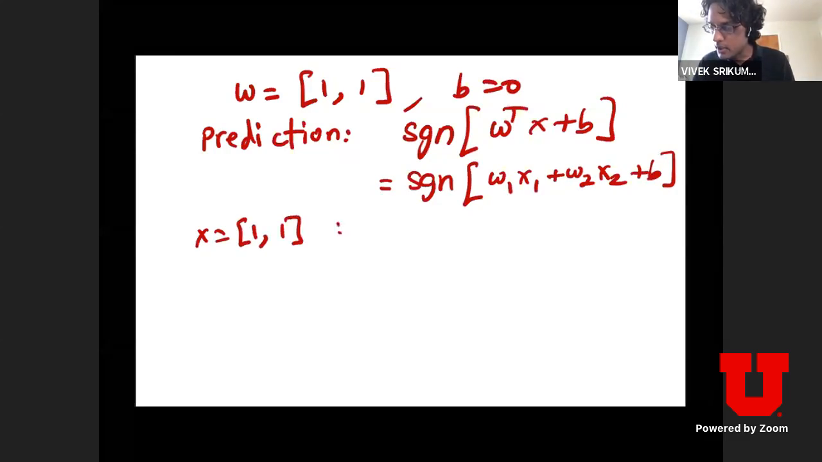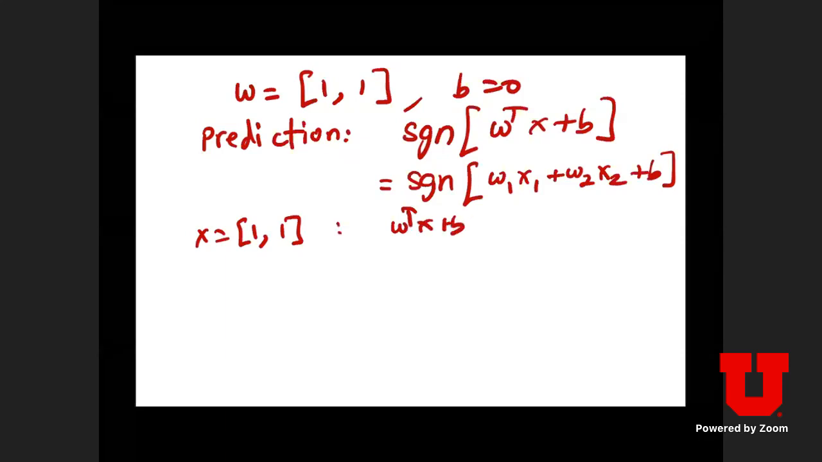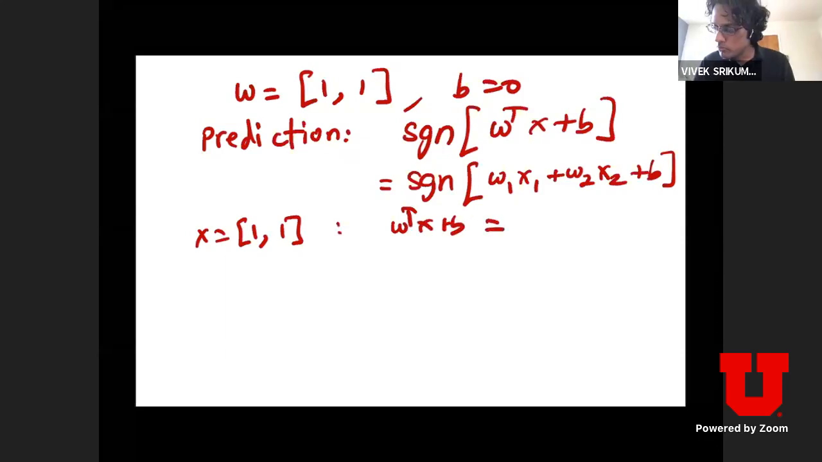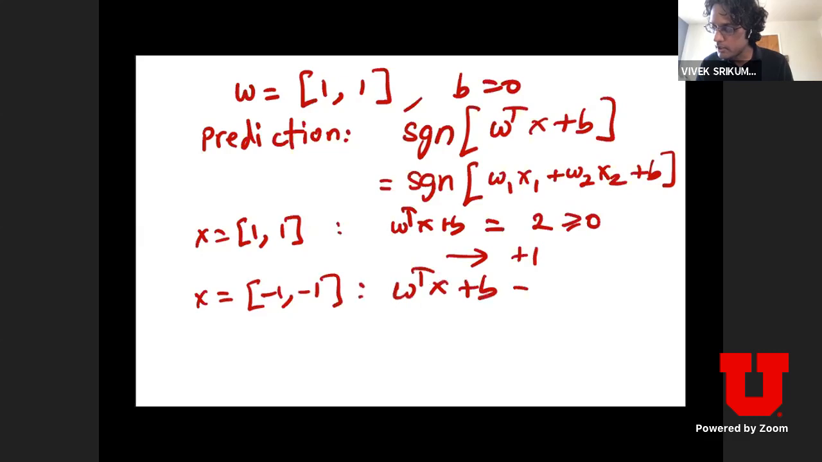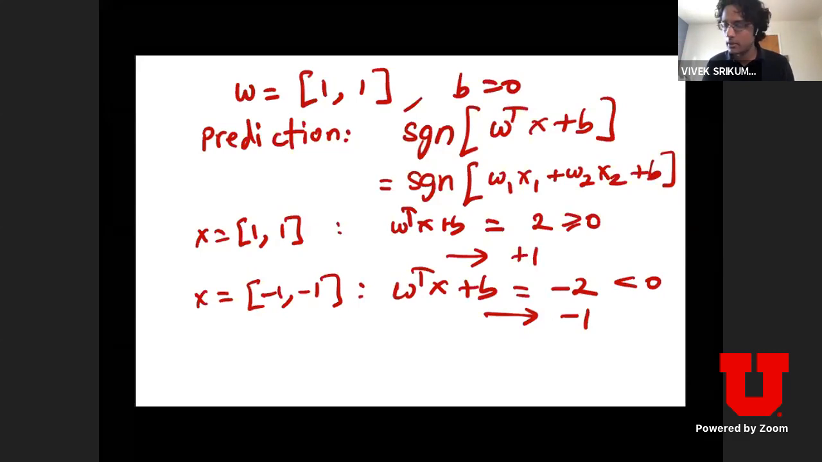you have W transpose X plus B is 2, which is greater than or equal to 0. So the prediction is +1. And the ground truth is also +1. So we are good. There's no update. For X equals, say, -1, -1, W transpose X plus B is minus 2, which is less than 0, which means the prediction is minus 1. The ground truth is also minus 1, so there's no problem.